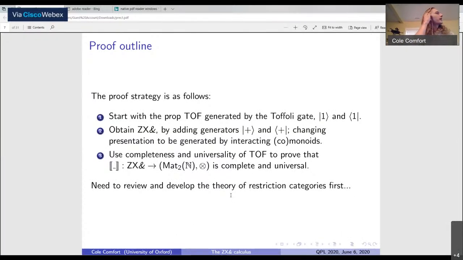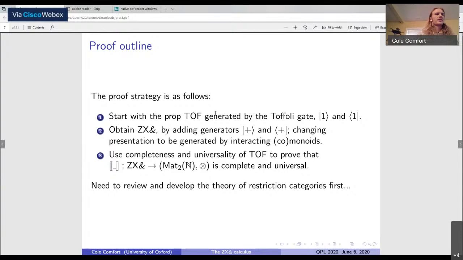So I'm not really going to give any actual proofs or calculations or anything, but I'm just going to give a broad overview. So to prove this universality and completeness, I kind of bootstrap a result that a co-author and I previously obtained.